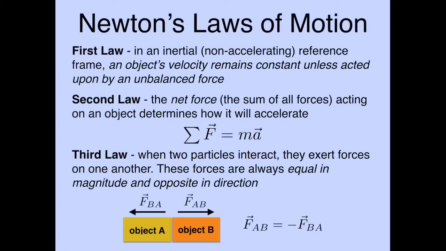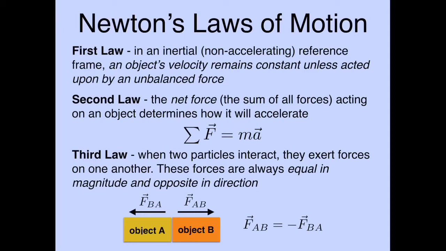So the framework that we use when we're dealing with dynamics is Newton's laws of motion. These are three laws worked out by Isaac Newton that really can be applied to any sort of situation where you have objects in motion and you want to understand the way they're moving and why they're moving the way you see them moving. So the first law is as follows. In an inertial reference frame, an object's velocity remains constant unless acted upon by an unbalanced force.